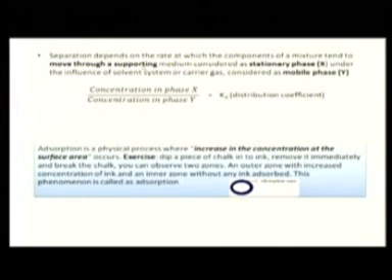The separation depends on the rate at which the components of a mixture tend to move through the supporting medium. This formula will tell you how the separation works. The concentration of the substance in the stationary phase is X, and the concentration of the substance in the mobile phase is Y, which gives the distribution coefficient. The analyte, the molecule we are going to separate, distributes between the mobile phase and the stationary phase. That gives a value of distribution coefficient, and based on this distribution coefficient we separate further.